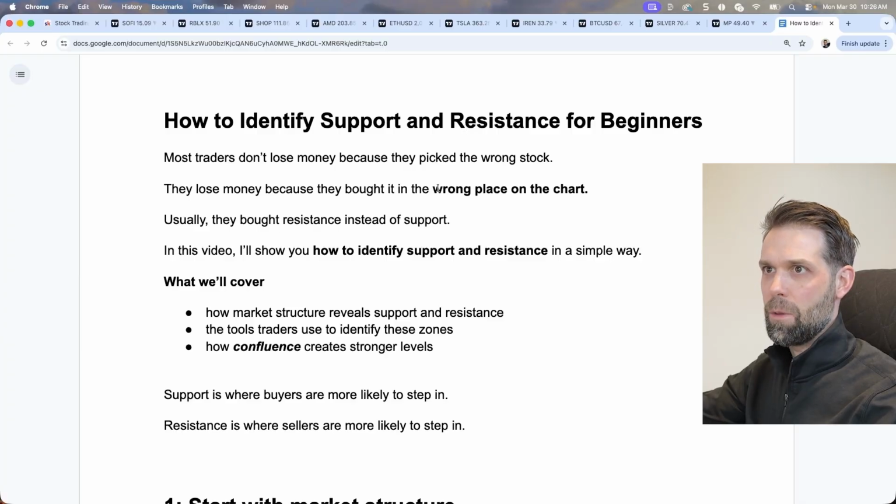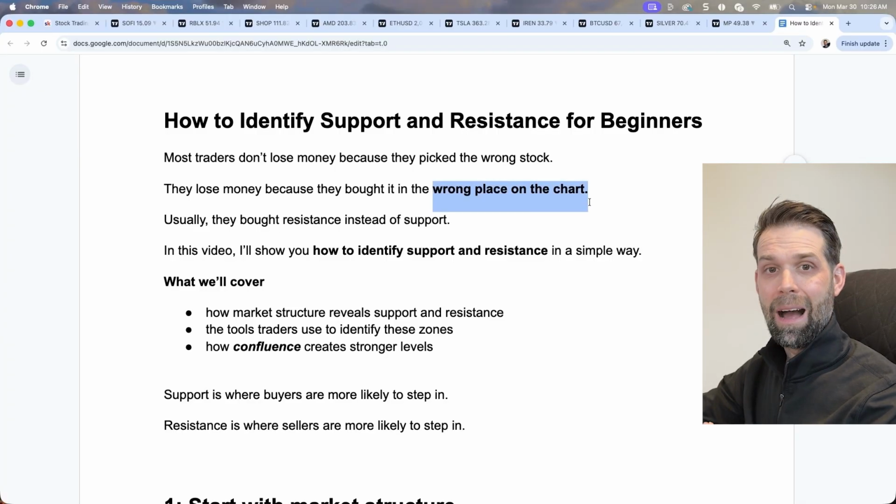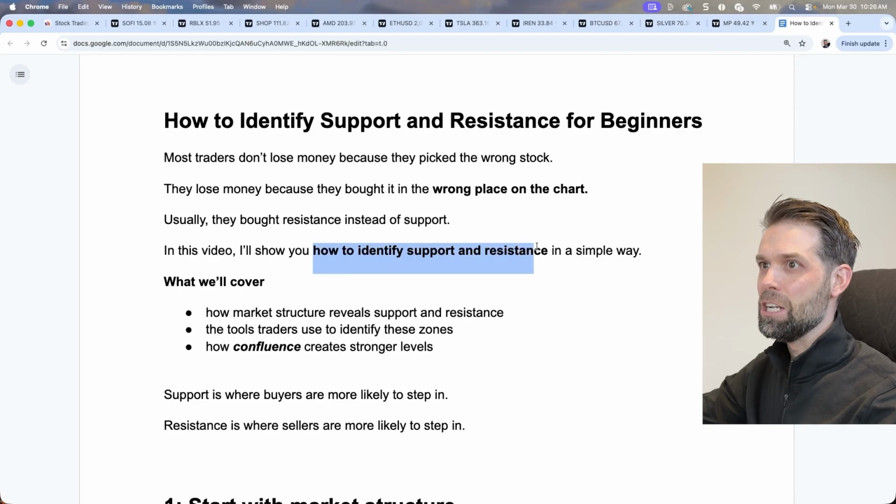Most traders don't lose money because they picked the wrong stock. They lose money because they bought it at the wrong place on the chart. So what happens is people usually buy at resistance instead of support. So in this video, I'm going to show you how to identify support and resistance in a really simple way.